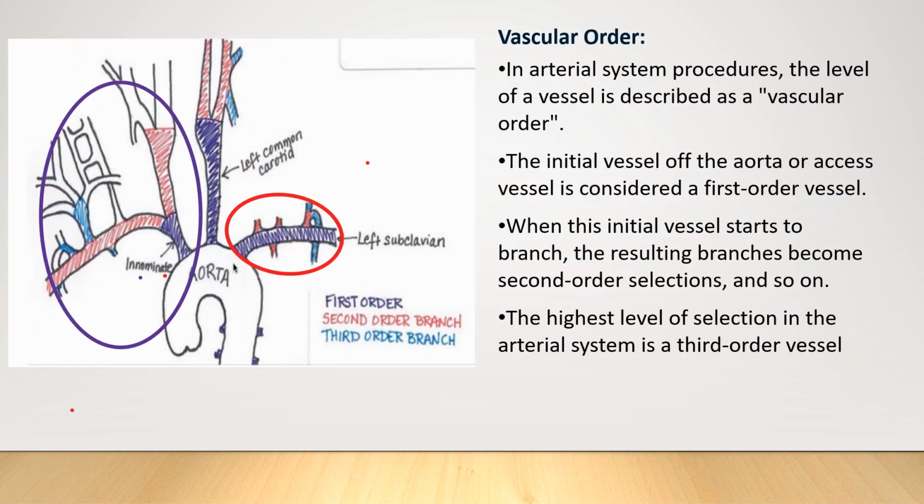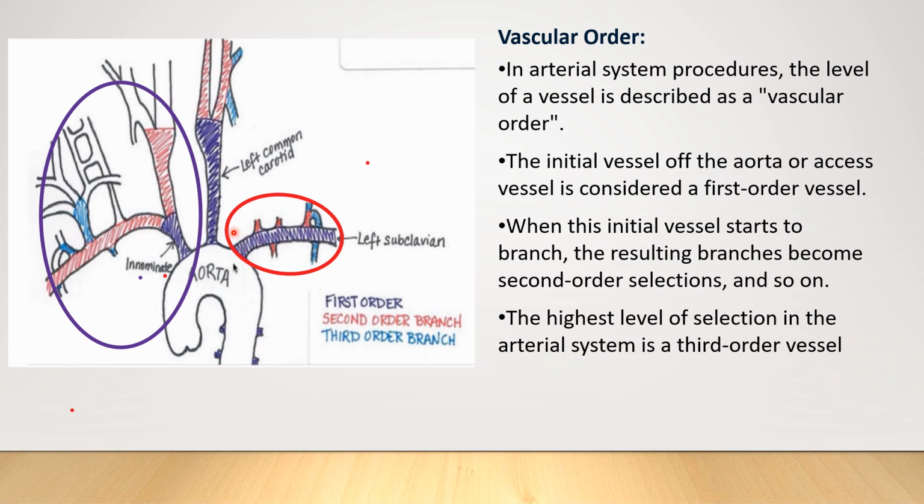Now, the next important concept is the vascular order, and you must all pay attention. In the arterial system, the level of the vessel is described as a vascular order. The initial vessel of the aorta or the access vessel is considered the first order. When this initial vessel starts to branch, the resulting branches become a second order selection, and so on. The highest level of the selection in the arterial system is the third order.